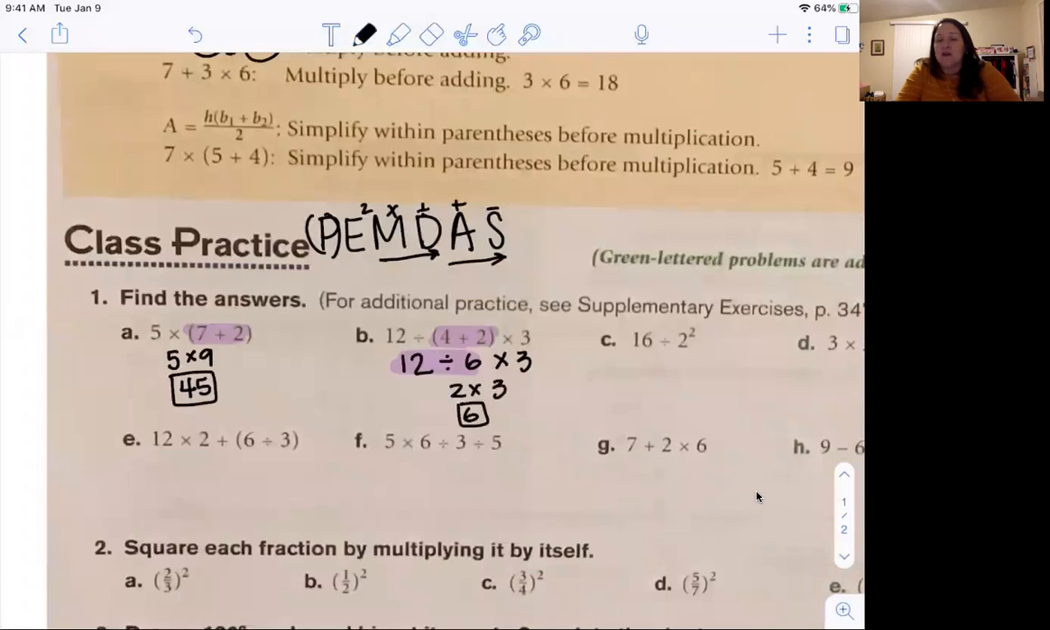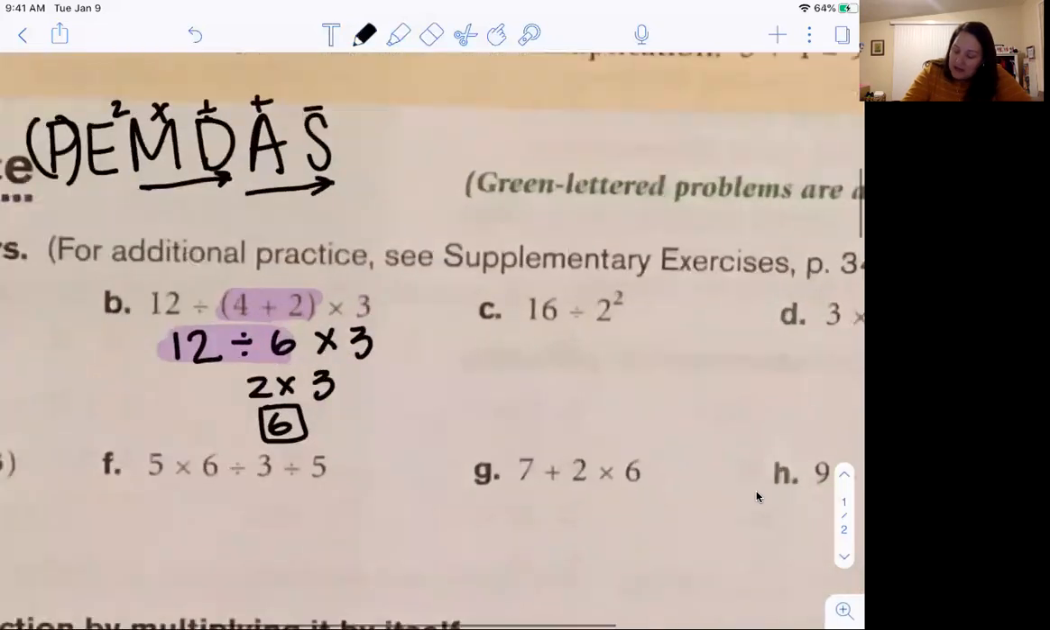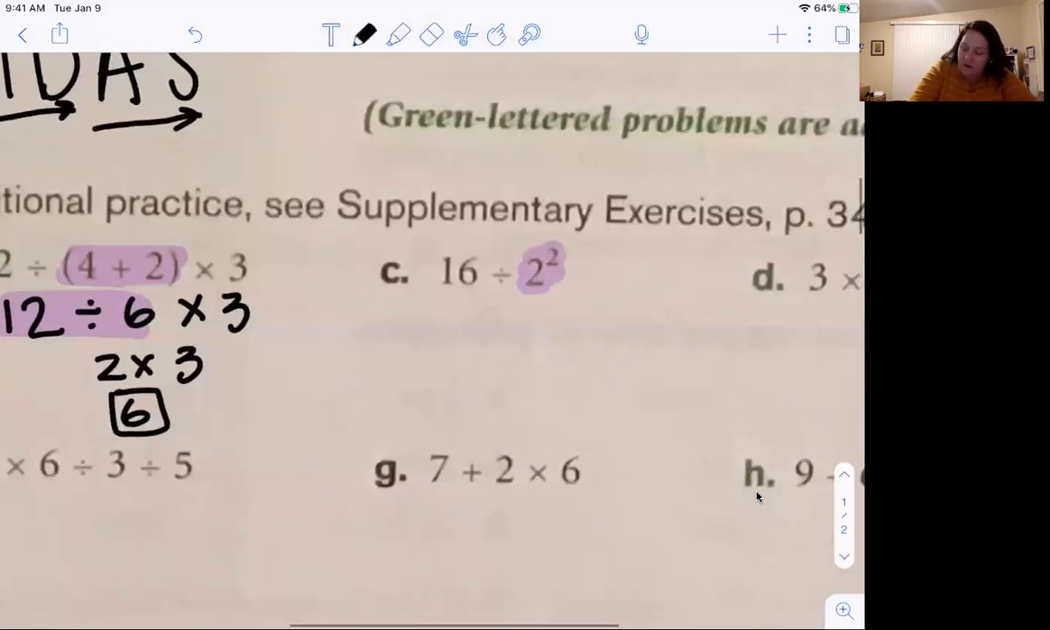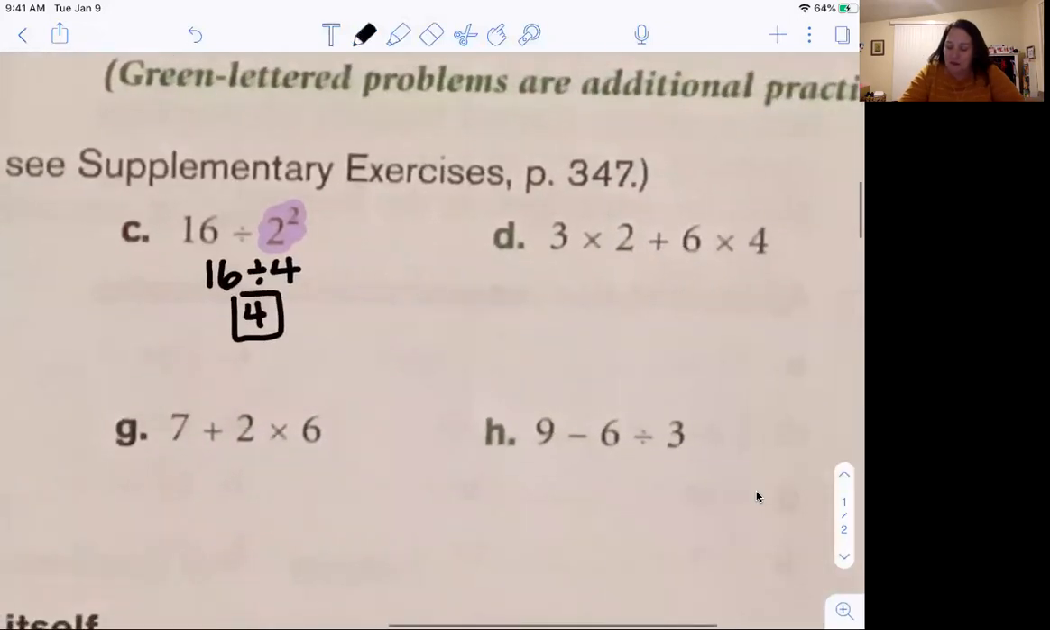It's very important that you do these step by step and you take them in the order that they appear. Okay, letter C. I have 16 divided by 2 squared. Do I do dividing first or do exponents first? If you said exponents, 100% correct. Good job. So 2 squared is 4. 16 divided by 4 is 4. Good. You guys are doing great with this. I can just tell.